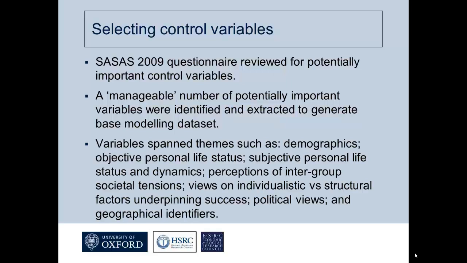And these variables, which were extracted as being of potential importance, spanned a range of different themes, including demographics, objective personal life status, subjective personal life status and dynamics, perceptions of intergroup societal tensions, views on individualistic versus structural factors underpinning success in life, political views, and some geographical identifiers. And I'll talk through each of these variables in turn now.